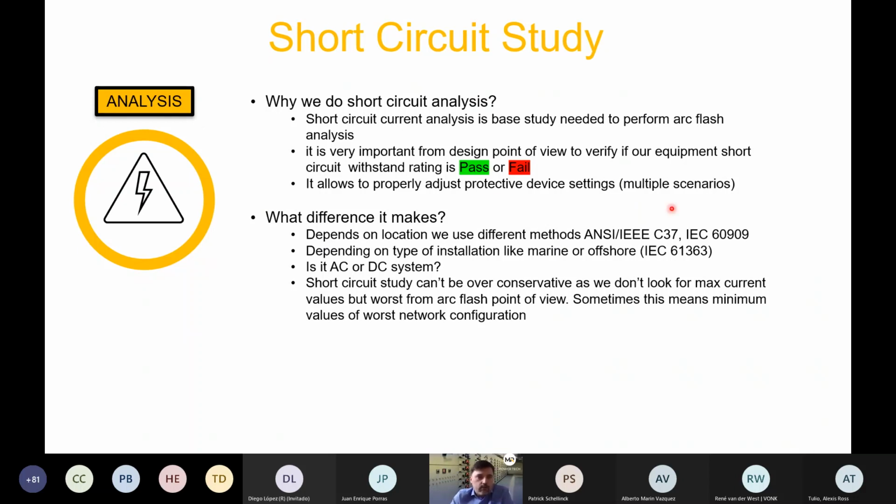Again, we perform the short circuit study as a base to do anything with arc flash. It's important because we would like to verify equipment short circuit rating, and I'll show you why in a minute. It's like pass or fail. Does it work properly in this situation? It very much depends where you are. We follow ANSI or IEC standards. Is it onshore or offshore? Is it AC or DC systems? Important to know is that we cannot be over conservative, because we don't look for the max current, but the worst case from an arc flash point of view, which sometimes means minimum currents.